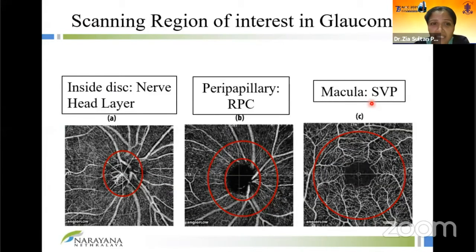Now, why are these scanning regions important? Because if you want to find the vessel density in a particular area, you should use that appropriate layer. So for example, if you want to find out the vessels within the optic disc, you should use the nerve head layer to best calculate this. If I use the RPC layer, you'll see that most of it will be black and you won't get an accurate calculation. So for glaucoma, at least, we use the nerve head layer for the inside disc region. For the peripapillary region, we use the RPC layer. And for the macula, we use the superficial vascular plexus.